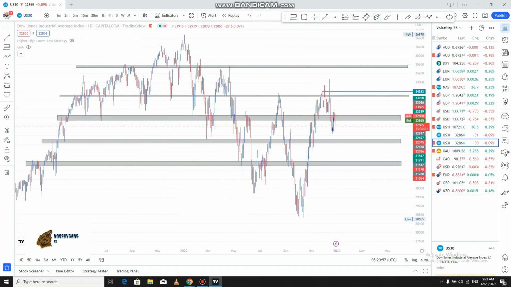So as you can see, price came up here. This is the daily chart. You see what price is doing? Can you see? The market moves in waves. The market has been making higher highs and higher lows, higher highs and higher lows.